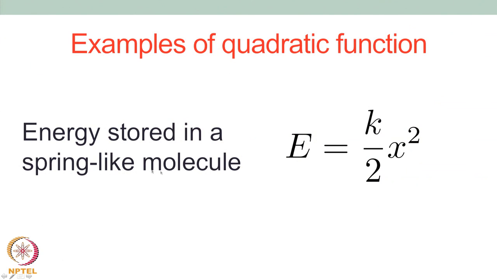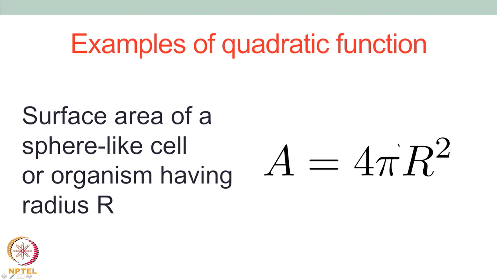Now such functions, for example, y is equal to x square, is called a quadratic function, because the second power is called the quadratic function, and there are many cases where we can think of this quadratic function coming. For example, if you have a spring-like molecule and the energy of a spring we write as half kx square. So energy stored in a spring-like molecule is half kx square, which is an example of a quadratic function.